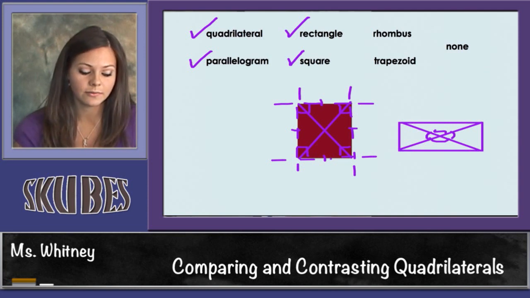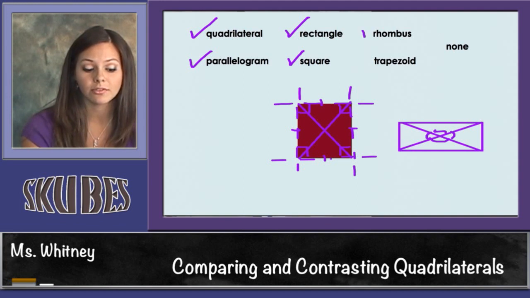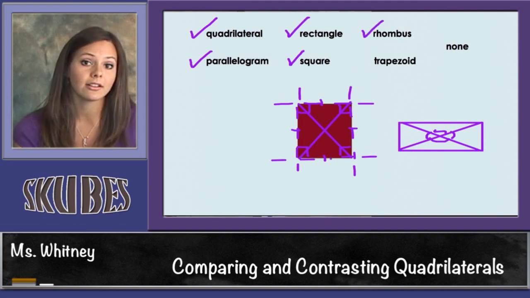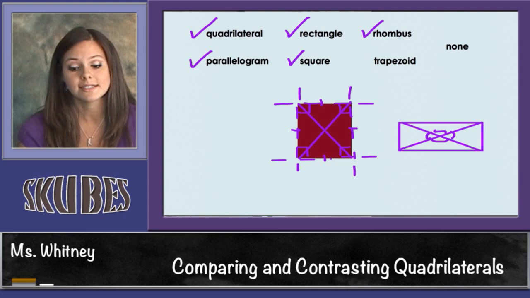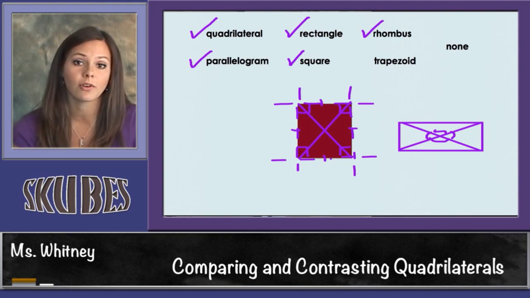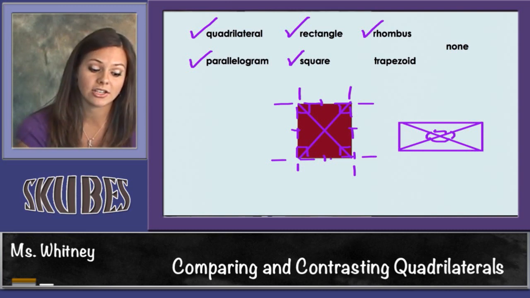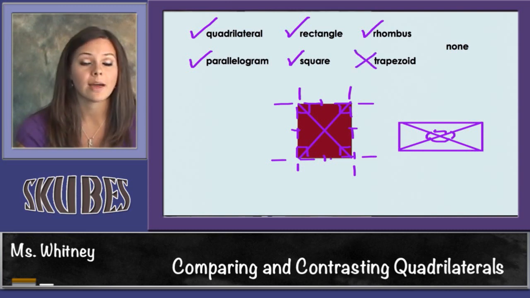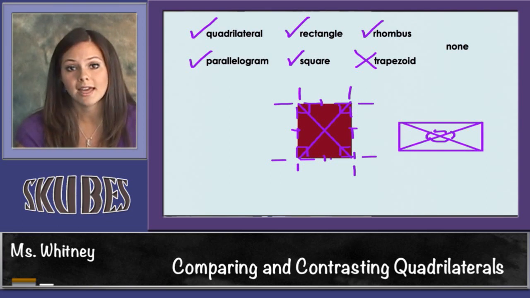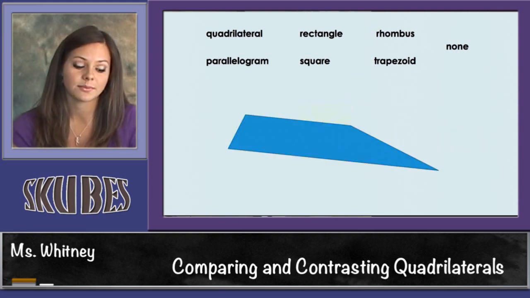Now let's continue and look at a rhombus. This shape is also a rhombus because it is a parallelogram that has 4 congruent sides. All squares are rhombuses, but not all rhombuses are squares. This shape is not a trapezoid because a trapezoid has exactly 1 set of parallel lines. Let's look at the next one.